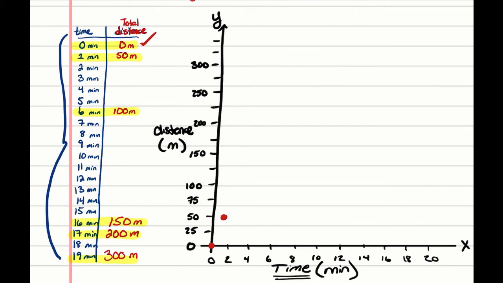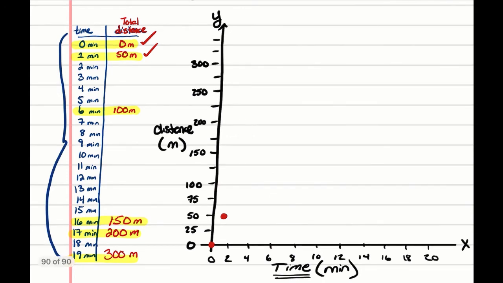I'm not going to connect my dots at first. I'm just going to leave the dots there. Now, at 6 minutes and 100 meters, so kind of right here, I'm going to have a point. So I'm going to put that point there.